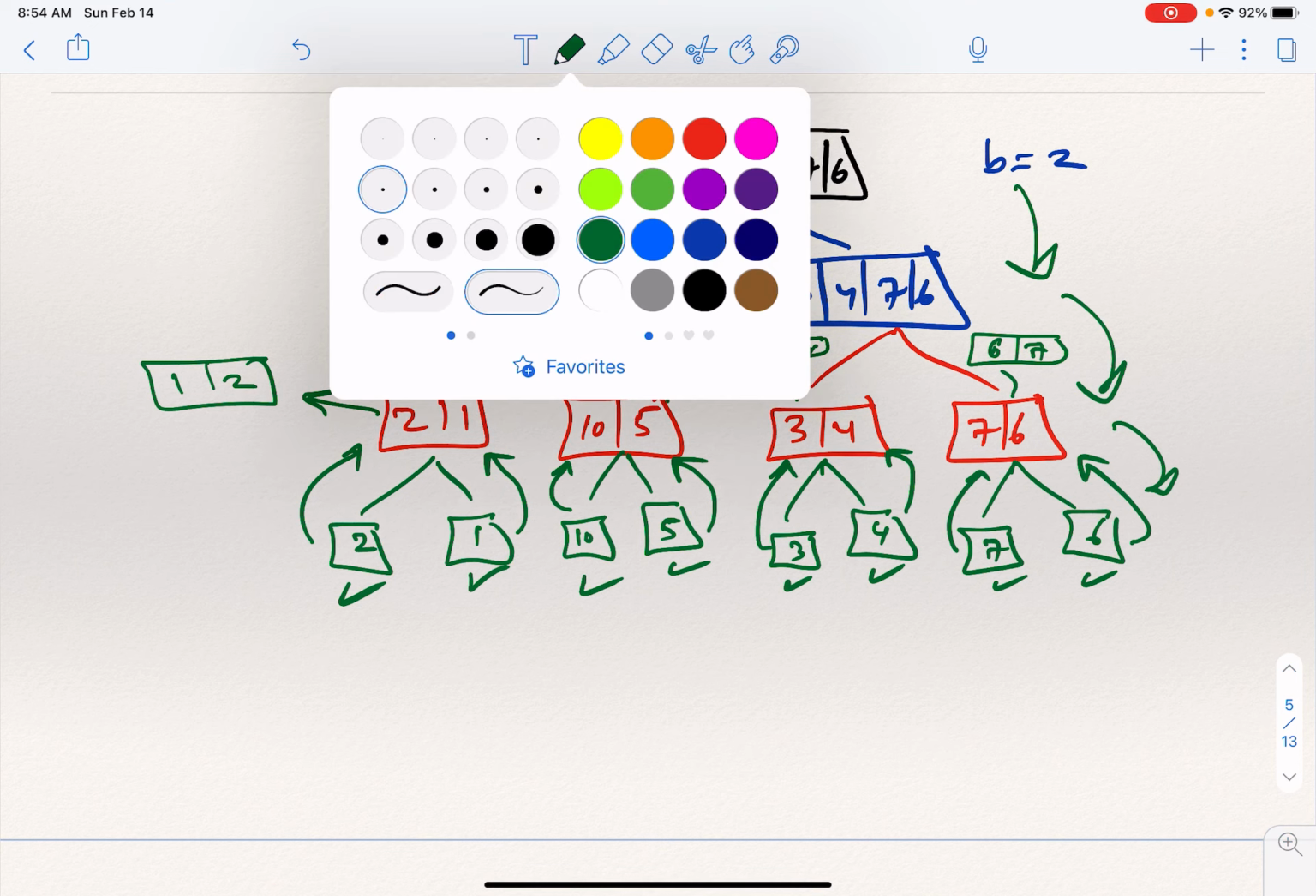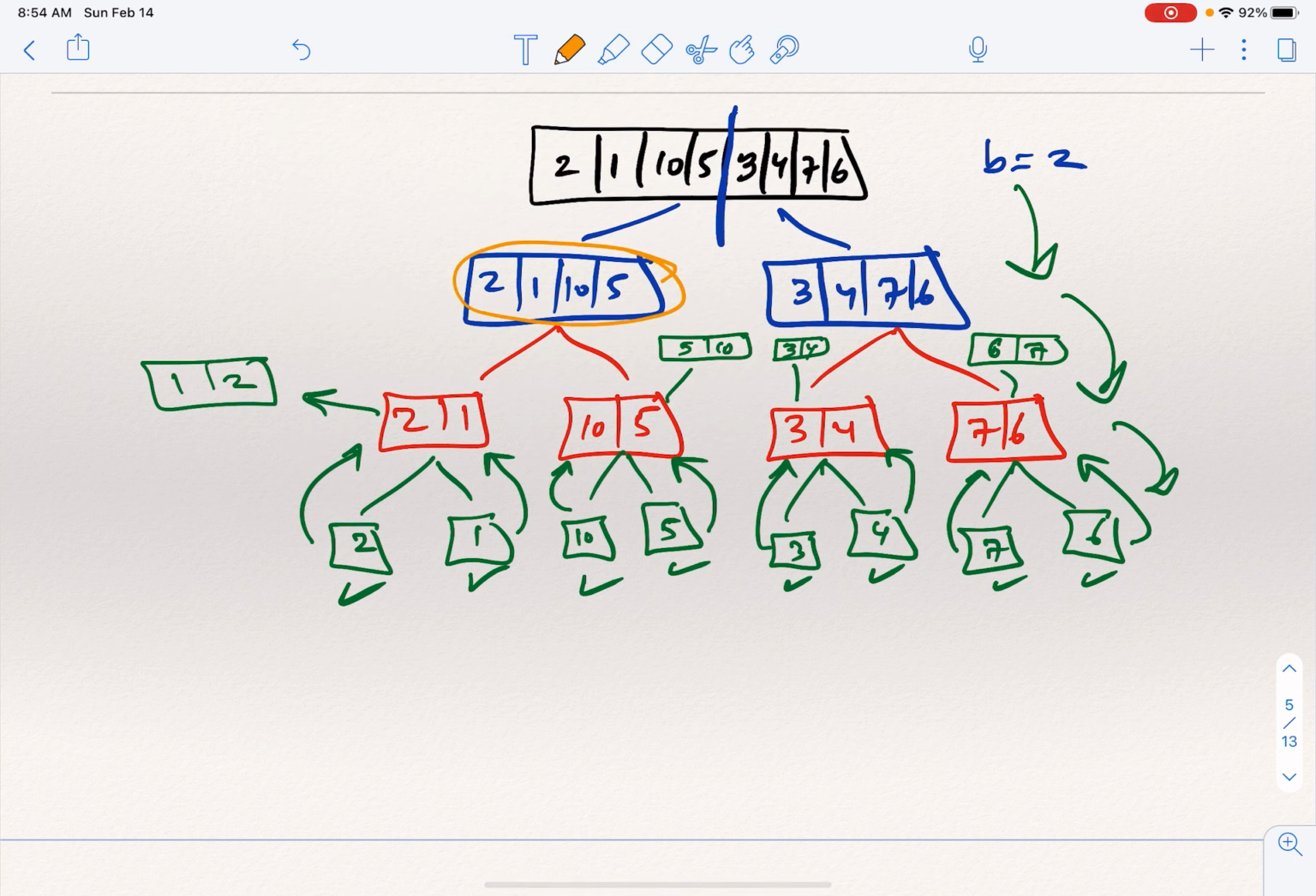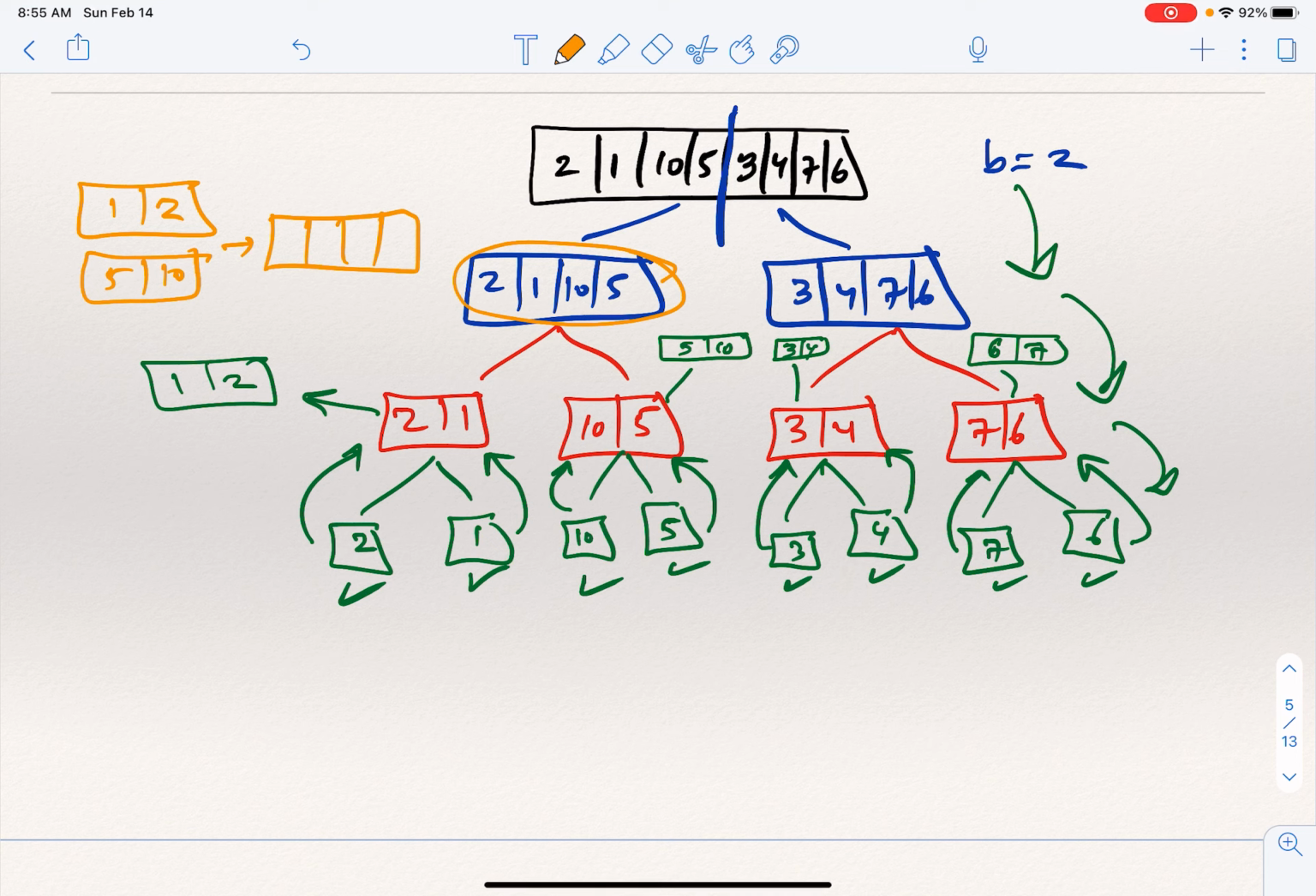Now, this student here is going to receive 2 arrays. One is 1, 2. The other one is 5, 10. They need to give back an array with 4 elements. They need to merge it such that it is sorted. So what does this student do?